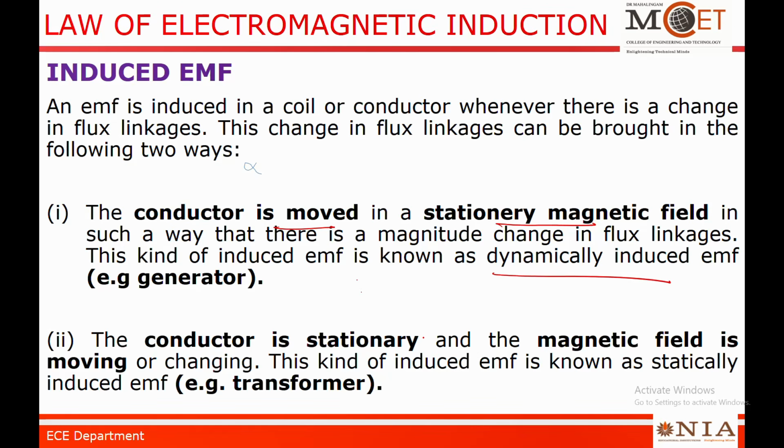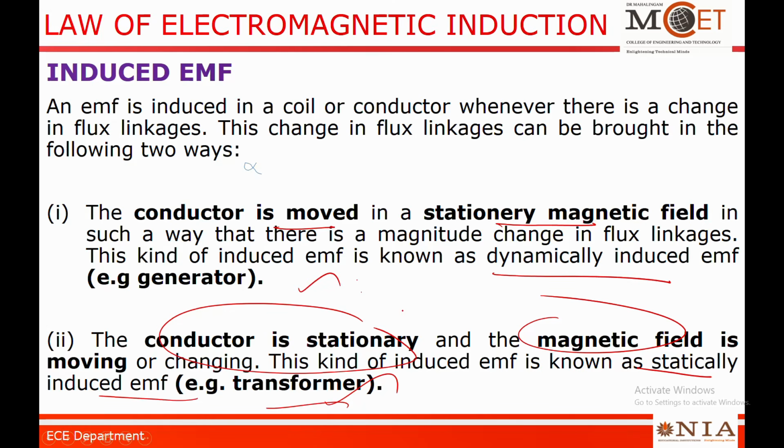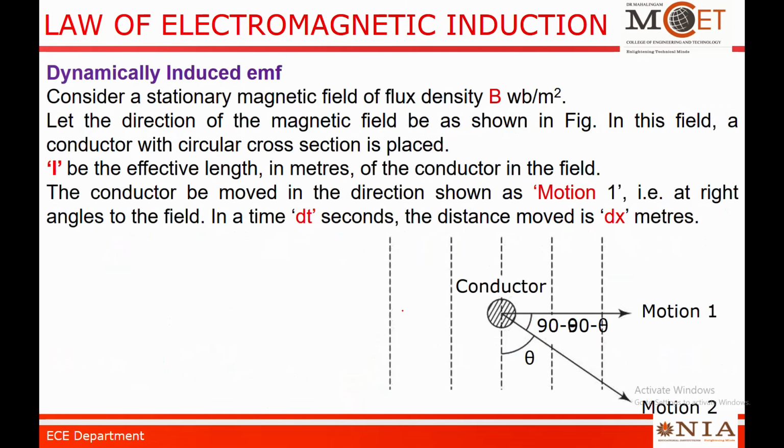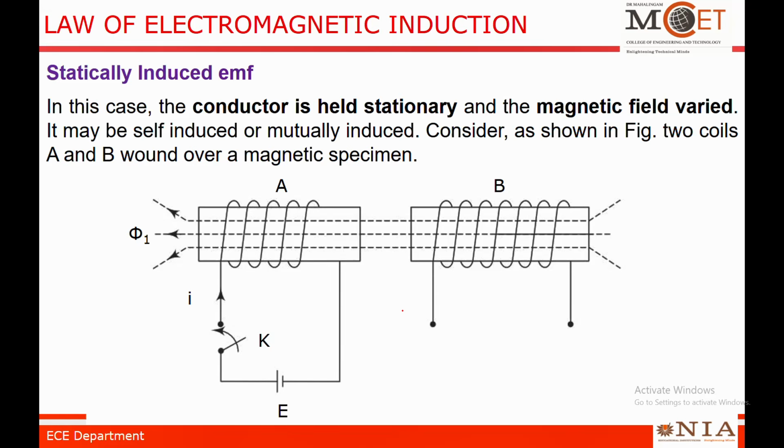Next, if the conductor is stationary and the magnetic field is moving, this kind of induced EMF is called a statically induced EMF, as in a transformer. So, the generator has the conductor moving while the magnetic field is stationary, whereas in the transformer the magnetic field is moving and the conductor is stationary. This clearly tells us what is meant by an induced EMF: the dynamically induced EMF and the statically induced EMF.